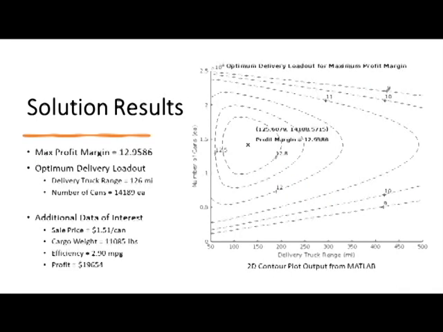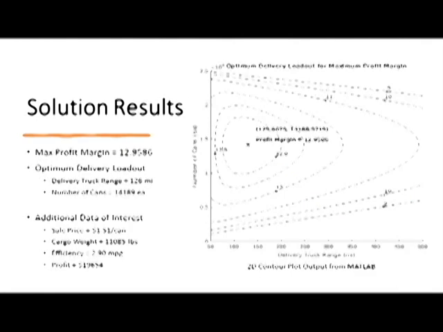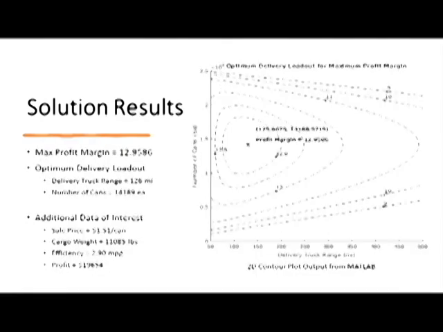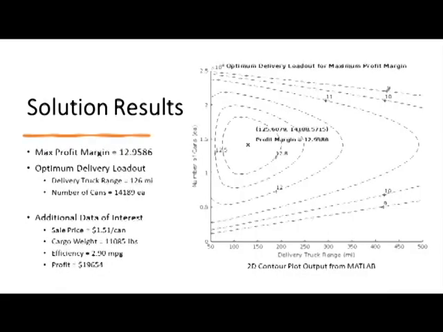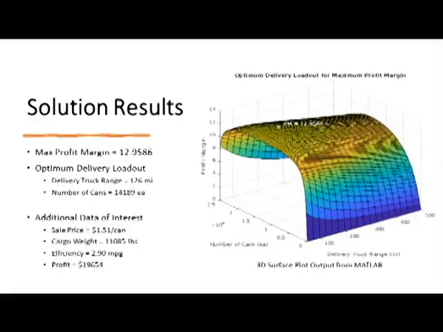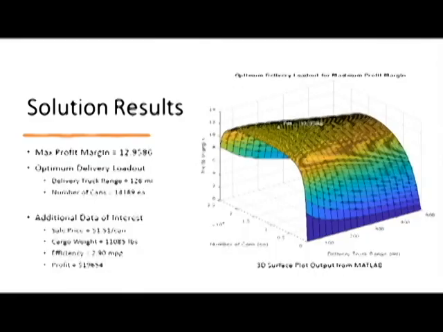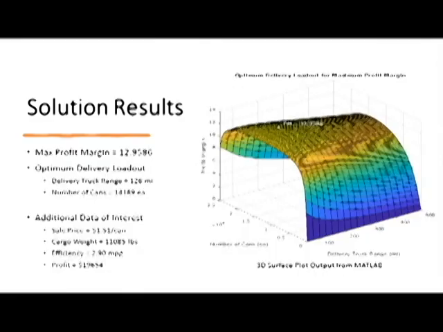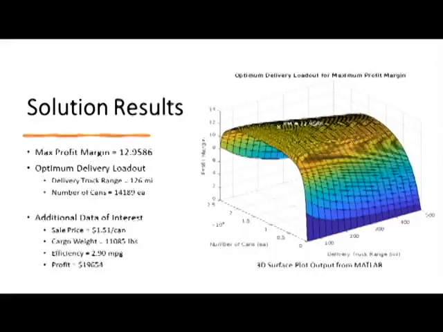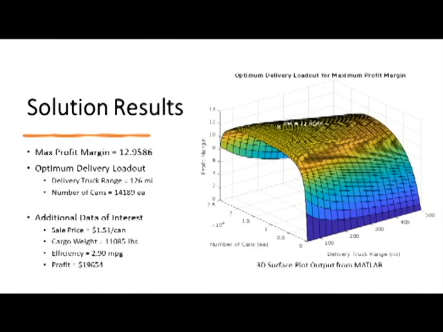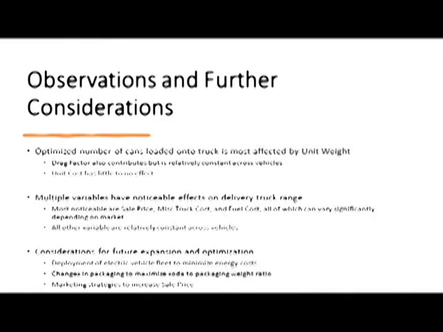From our optimization results, we can see that the maximum profit margin found was approximately 13. Our optimum delivery loadout would be that the truck would have a range of 126 miles and would be loaded with approximately 14,200 soda cans. Some additional data points of interest were that the sale price of one can would be $1.51. The cargo weight on the truck would be 11,085 pounds. We would see a fuel efficiency of approximately 2.9 miles per gallon, and we could expect a profit of almost $20,000 per delivery truck.